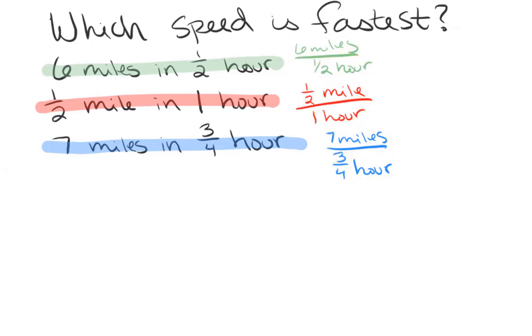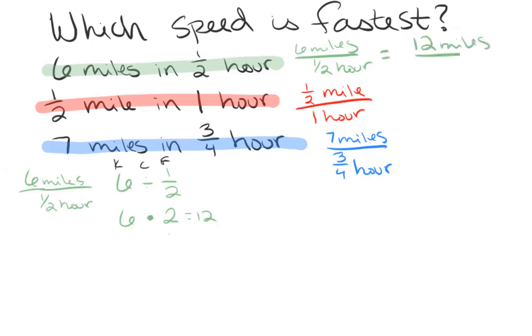Let's take a look at 6 miles per half hour. Fractions are just another way of representing division, so I could say that 6 miles over half an hour is the same thing as 6 miles divided by half an hour. When you're dividing by a fraction, we keep, change, flip. So I will write this as 6, and then I'll change my division to multiplication, and I'll flip 1/2 to its reciprocal, which is just 2, or 2 over 1. 6 times 2 is equal to 12. So I can say 6 miles over half an hour is the same thing as 12 miles per 1 hour.